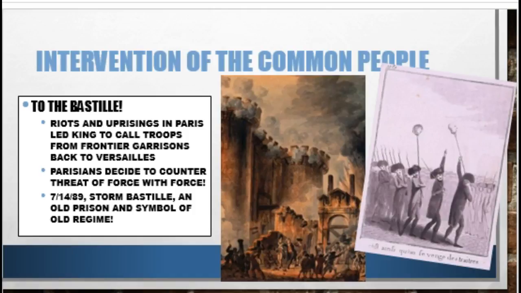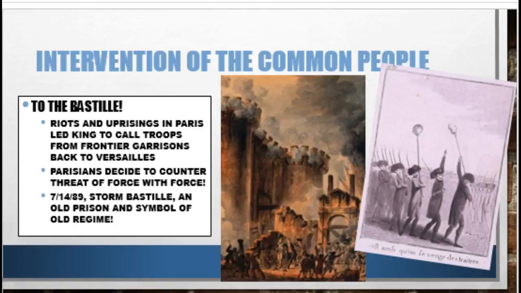Riots and uprisings in Paris led the king to call troops from the frontier garrisons back to Versailles to disperse the assembly. Parisians decided to counter this threat of force, well, with force. So on July 14th, 1789, you have the storming of the Bastille.